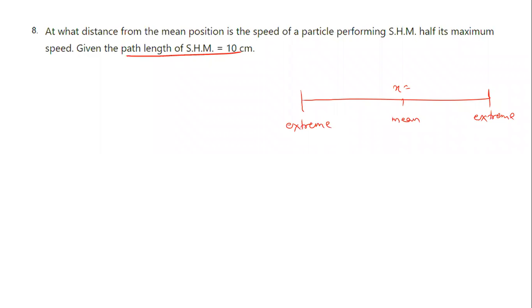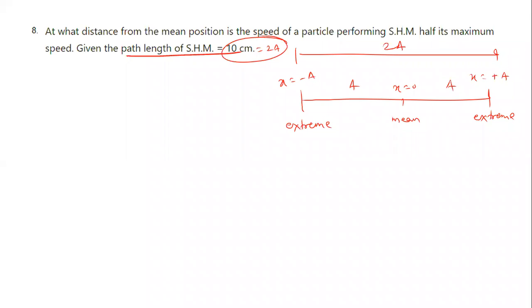Here x is equal to 0, here x is equal to plus a, and here x is equal to minus a. So this total distance is the path length. You know that this is a and this is a. So path length is 2a. It means that 2a is 10 centimeters. So a is 5 centimeters, which is the amplitude. Okay, you can see the given here.